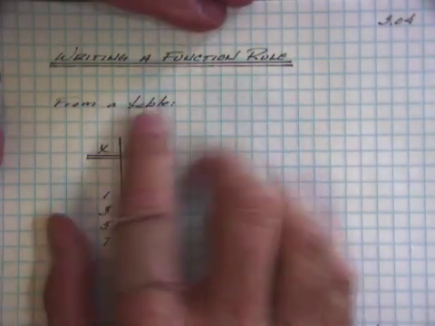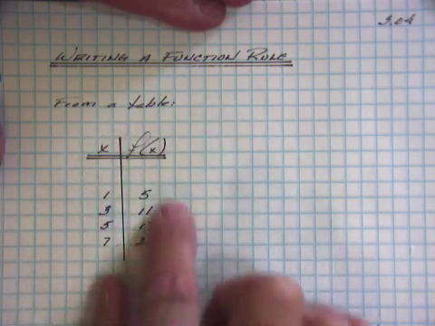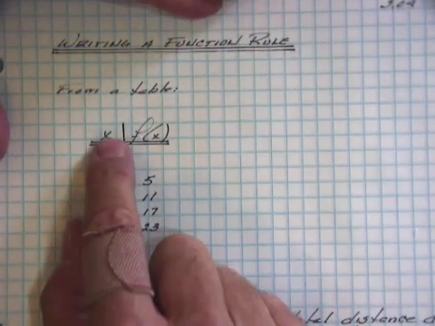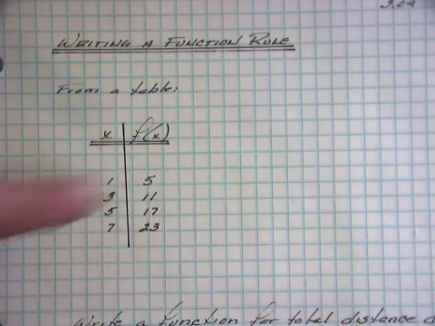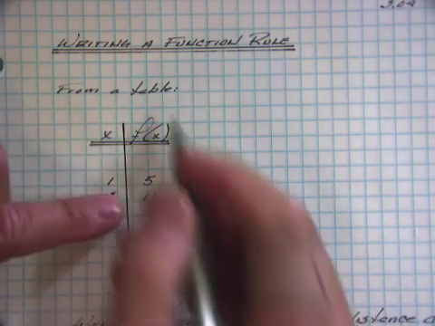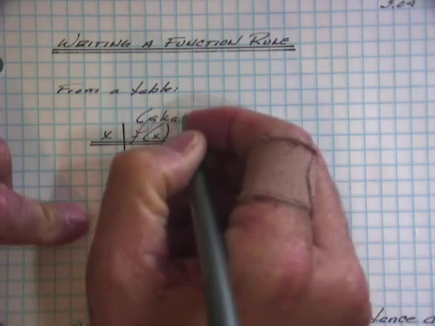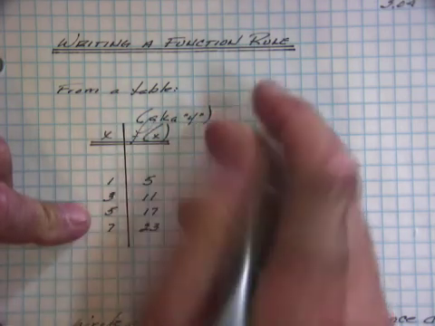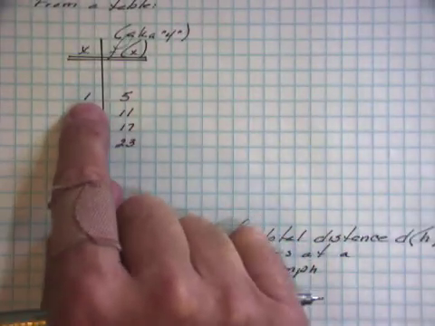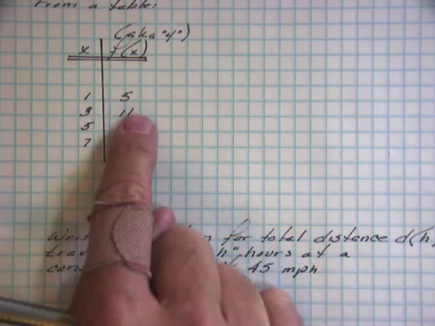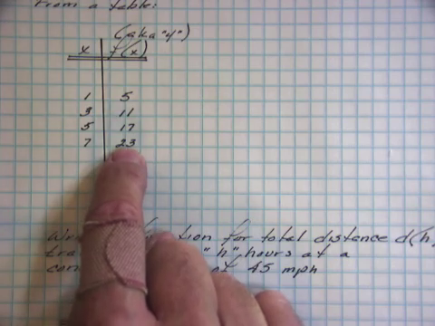Well, we're going to start with writing a function rule from a table. So I've got this table right here. It's got x, or the inputs, and then you've got f of x, which is your output. Now, if you don't like f of x, just remember that this is also known as y. So if I put 1 in, I get 5 out. If I put 3 in, I get 11 out. 5 in, 17 out. 7 in, 23 out.